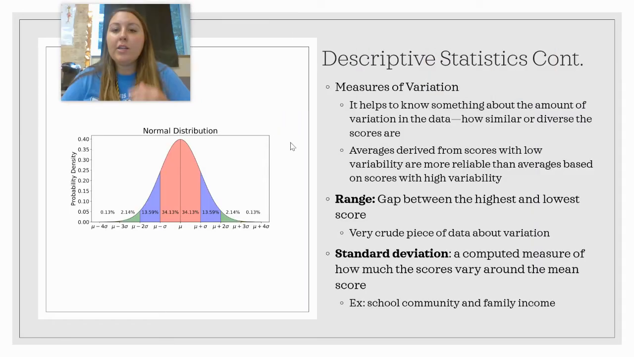Okay, some measures of variation. So this is more descriptive statistics. The reason why we use these measures is that it allows us to know something about the amount of variation in the data. Basically, how similar or diverse the scores are. And averages derived from scores with low variability tend to be more reliable than averages based on scores with high variability. So basically what this means is, let's say my first period class, the average is 75%.